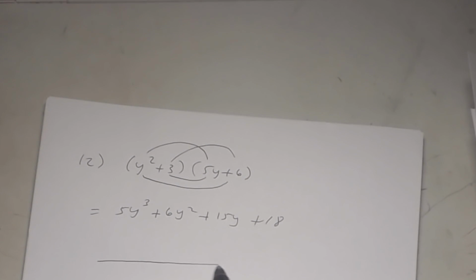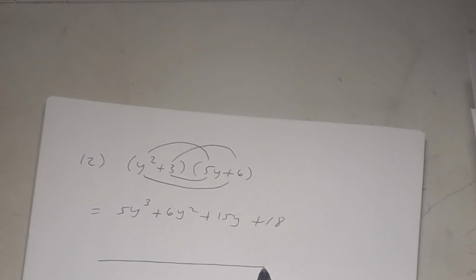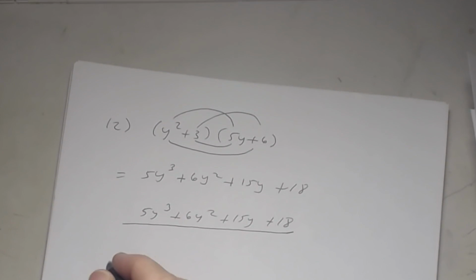And therefore in the blank, it's right, because you cannot combine anything, right? So you're just going to rewrite. You're going to say the answer will be 5y cubed plus 6y squared plus 15y plus 18. Okay? All right.